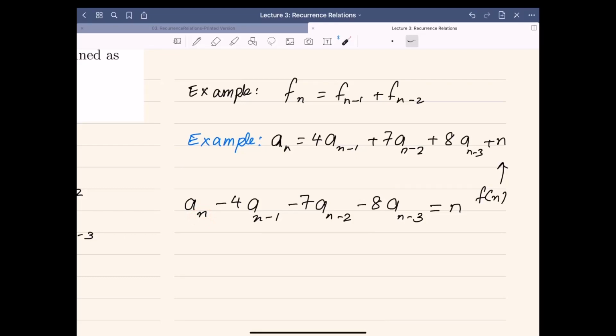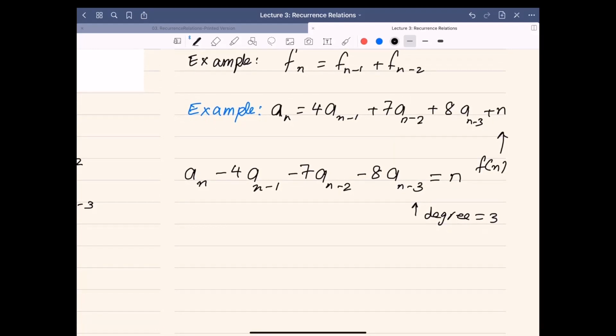Probably in some recurrence relations, some of these terms are missing. Maybe you don't have this, maybe it's multiplied by 0. So you will have a_{n-1}, a_{n-2}, and so on. How to find the degree? You can find the degree from the last term. Since this is n minus 3, the degree is equal to 3.